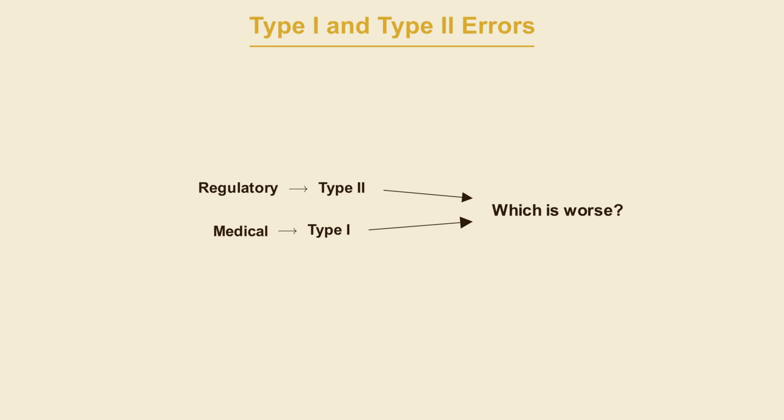So which error here is worse? Well, that depends entirely on the stakes. In a regulatory context, a type 2 error lets a criminal go undetected. In a medical testing context, a type 1 error might send a healthy patient through a harmful treatment. Neither is universally worse. The consequences determine which direction of mistakes you're more willing to accept.